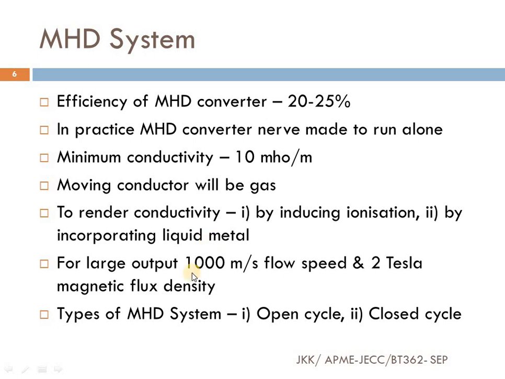And the velocity should be 1000 meters per second. That should be the range. Also, the magnetic flux density should be in the range of 2 Tesla. That much high magnetic flux density is required. And towards the types of MHD systems, we have majorly the open cycle system and the closed cycle system.